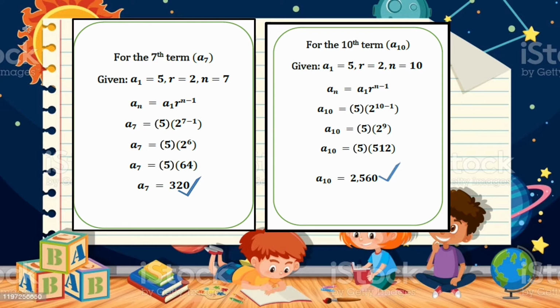For the second example, find the 10th term in the sequence. So we have a sub 1 equals 5, r is 2, n is 10. So substitute all the values. a sub 10 equals a sub 1, which is 5, times r, which is 2, raised to 10 minus 1. Since n is 10, 10 minus 1 is 9. And then a sub 10 equals 5 times 512. Again, we multiplied 2 nine times to get 512. And 512 times 5 is 2,560.